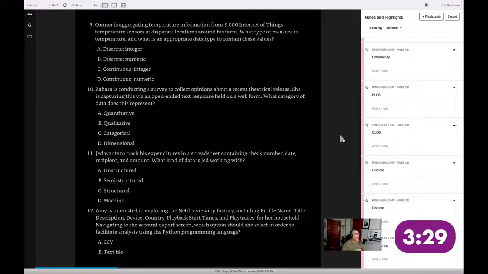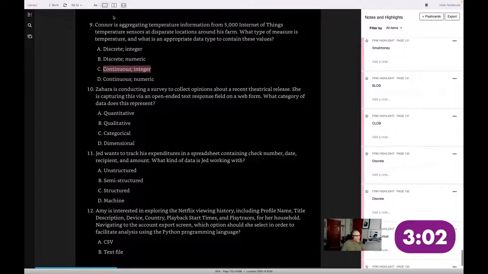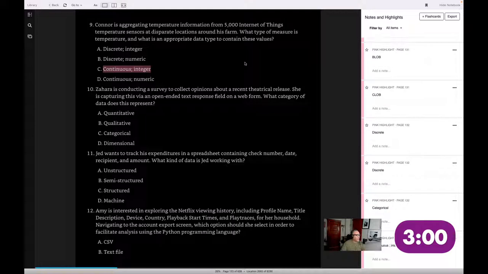Connor is aggregating temperature information from 5,000 Internet of Things temperature sensors at disparate locations around his farm. What type of measure is temperature, and what is the appropriate data type to contain these values? So temperature is going to be, we had this question in the quiz on the software. We had this question.